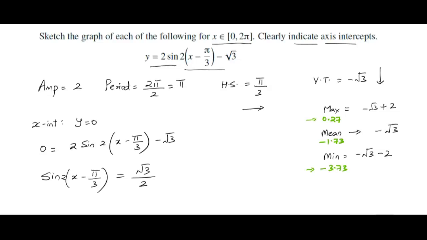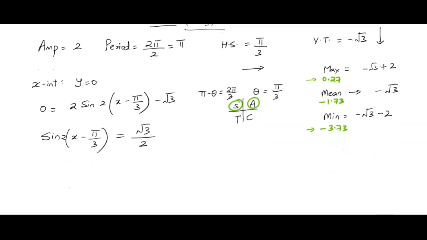This time the value for sine is a positive value, so again we're going to look into the 4 quadrants, CAST, telling me that sine is positive in the first and the second quadrant. Looking at the value for theta when sine is equal to square root 3 on 2, it is at 60 degrees or pi on 3 radians. In the second quadrant, pi minus theta is going to leave me with 2 pi on 3. Now let's go back to solving for x.